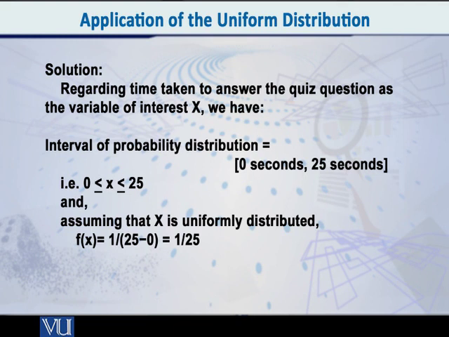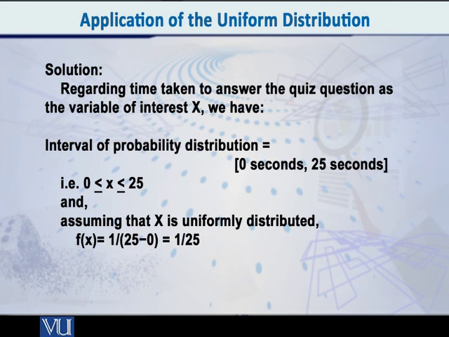इसके बाद अगर हम ये assume करें कि X is uniformly distributed, then we can write small f of x is equal to 1 over 25 minus 0. In other words, 1 over 25.